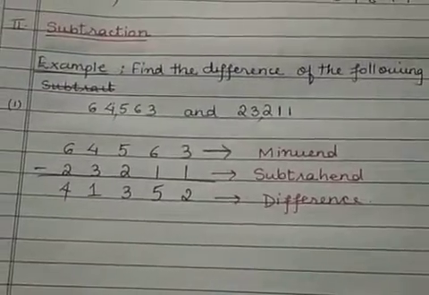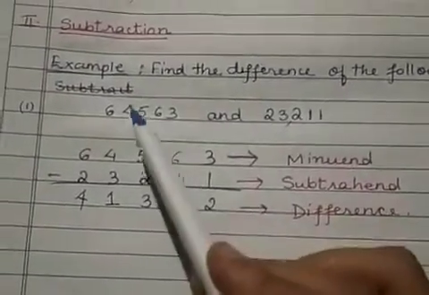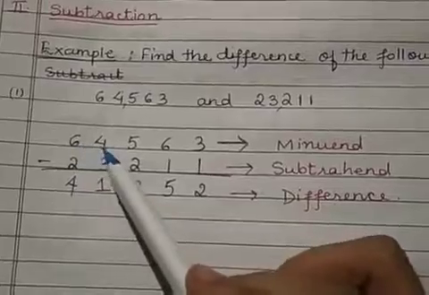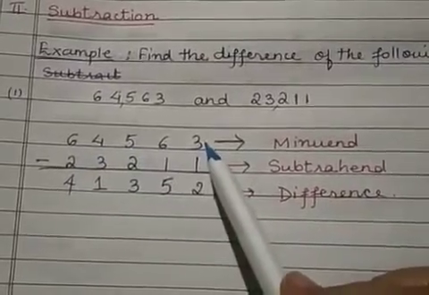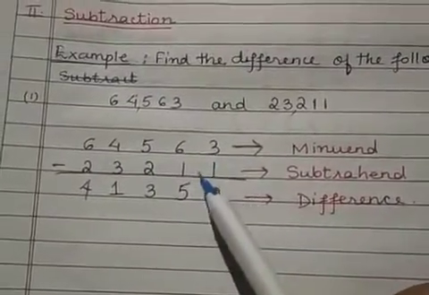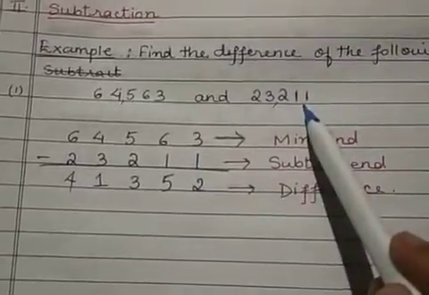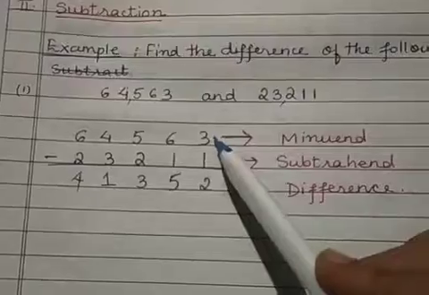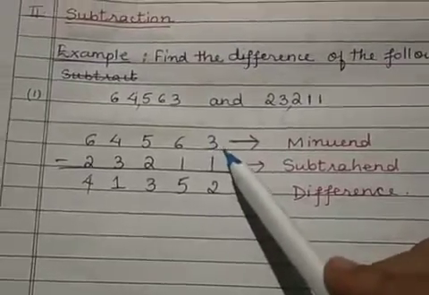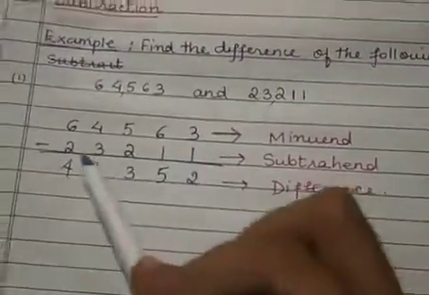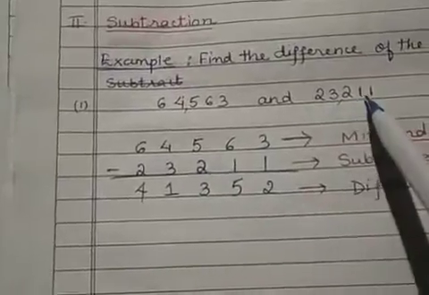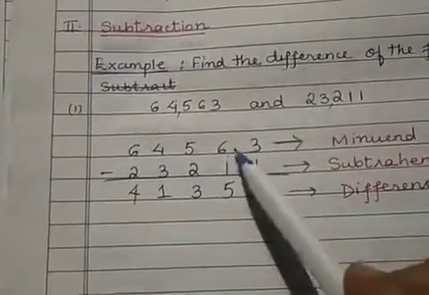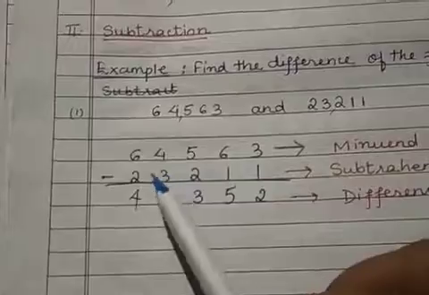Just like for addition, first you write down this number here: 64,536. Then below that you write the second number in such a way that the units place of this number is written under the units place of the first number. And then you continue like this towards the left. So you have 1, 1, 2, 3, 2.